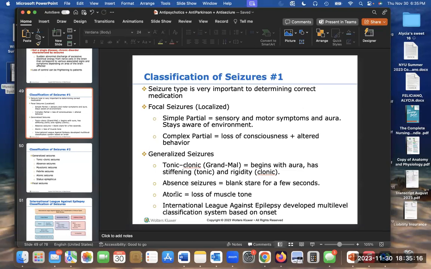Atonic is when they lose muscle tone. Imagine they don't know the seizure's going to happen. Then they drop the cup because they lose muscle tone and they fall to the floor, just totally collapsed. Their muscles just stopped working. So those are just some of the types of seizures.